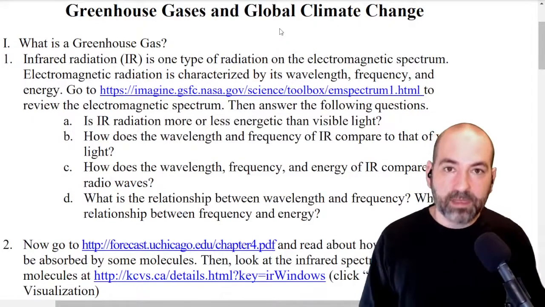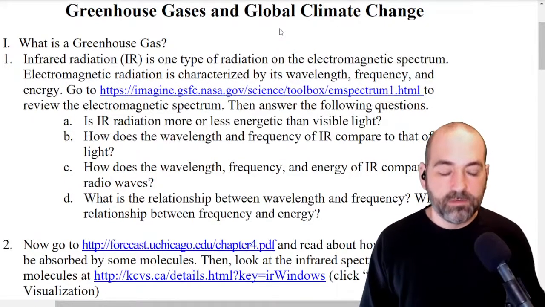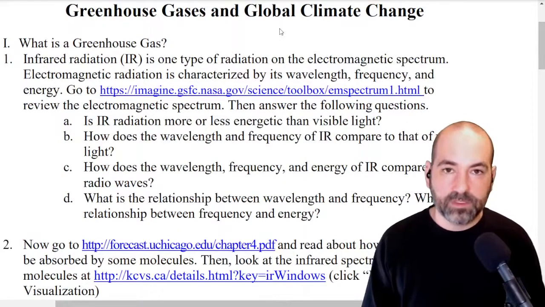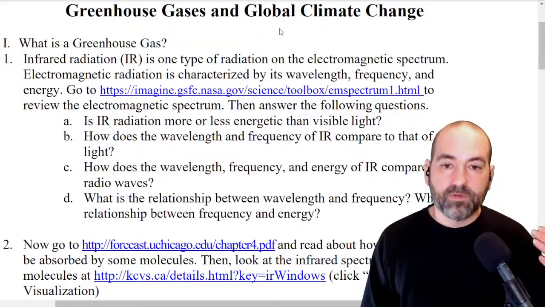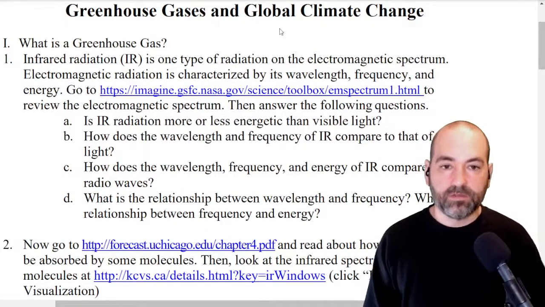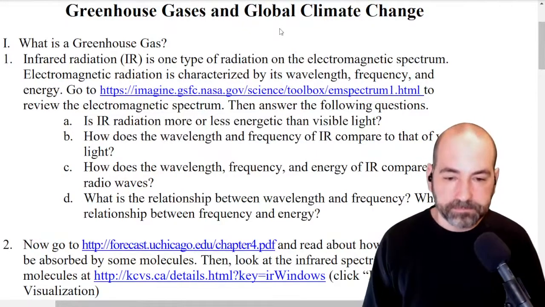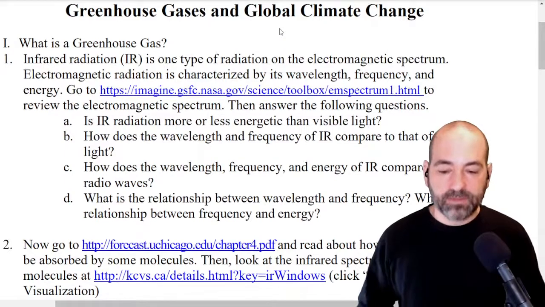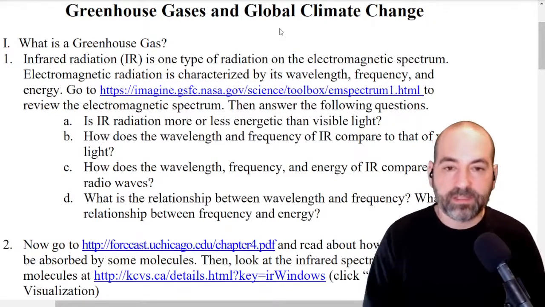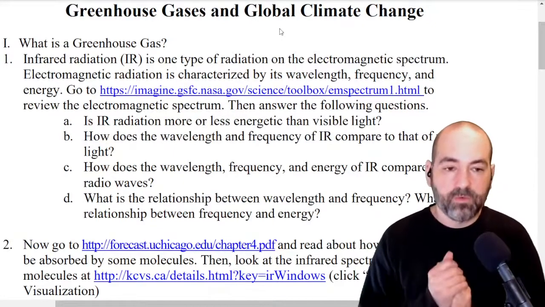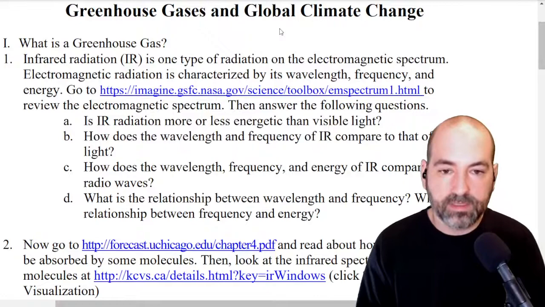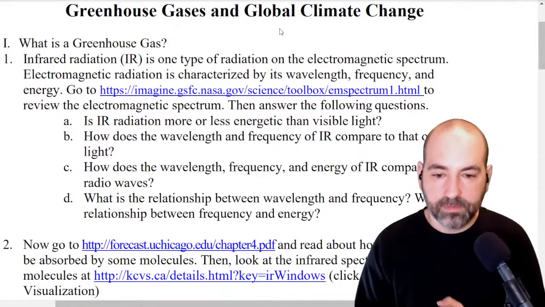The problem is when too much of these greenhouse gases end up in the atmosphere, they're reflecting and holding more and more and more heat, which is causing the earth to heat up over time. So that's what's causing global climate change. That's the problem. The greenhouse effect in itself is a good thing. It's when there's too much of it that we start having these temperature problems.